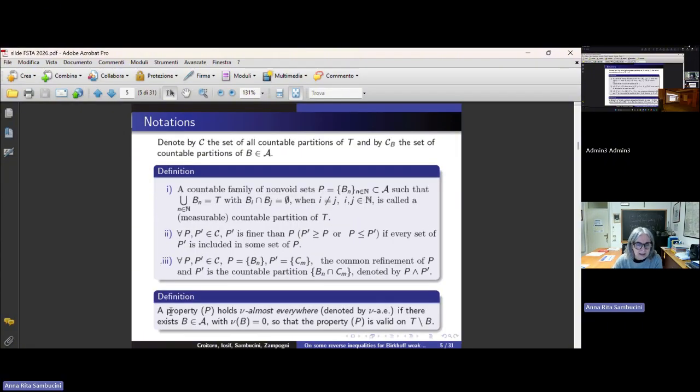The notion of integrability we consider is related to the partition of the whole space T. So we take in this partition a relation, which is that given by the refinement, and we say that a partition P prime is finer than a partition P if P prime is a refinement of P. And for what concerns a property that holds almost everywhere, we use this one.